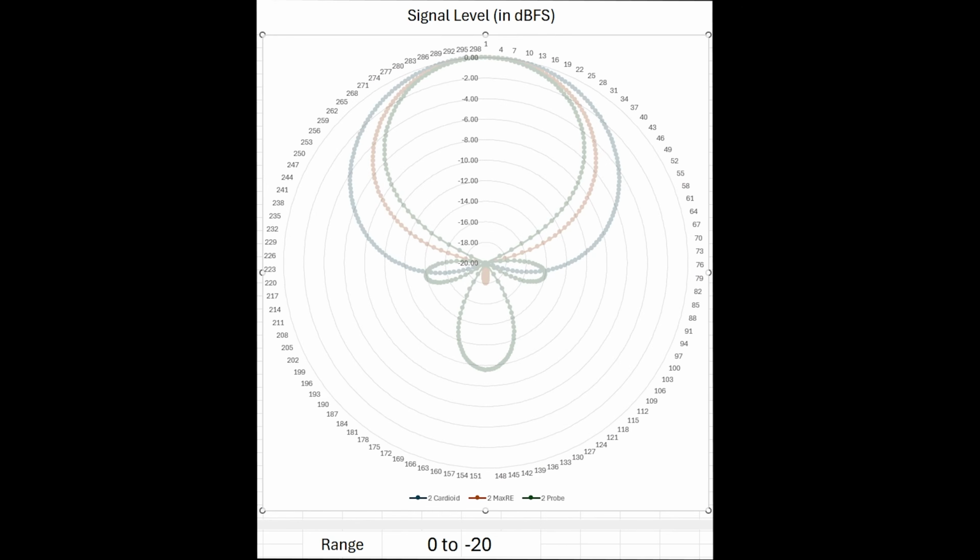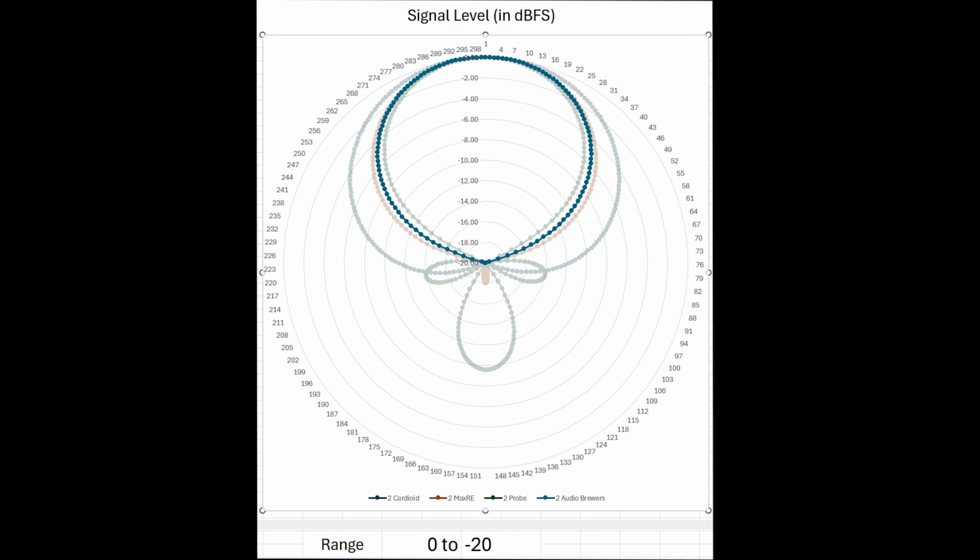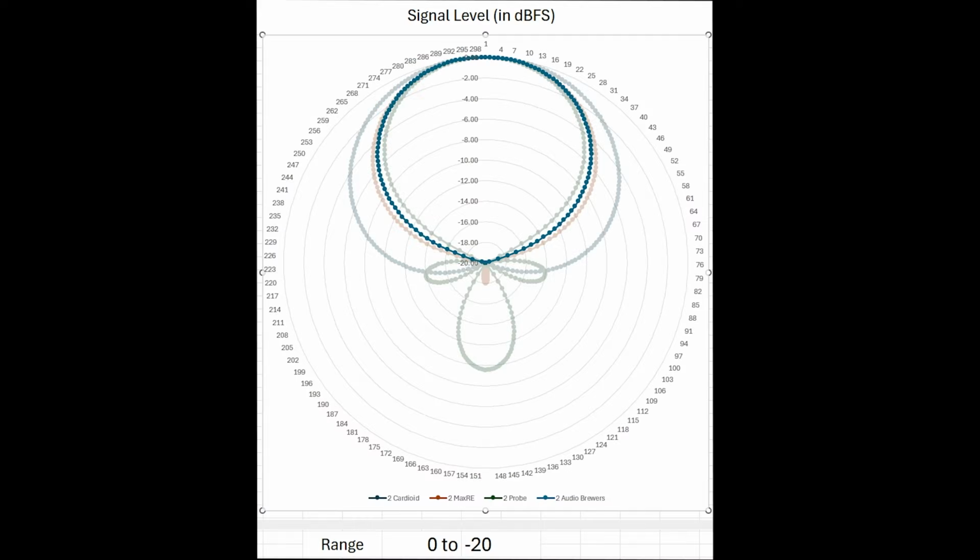If we display the Audio Brewers beam in second order, you can see that the blob is just a little bit wider than that of the probe, but there is no blob behind. So there is a semi-perfect circle with complete rejection in the back, and it's great. It's just great. In comparison to cardioid, it's much more narrow.